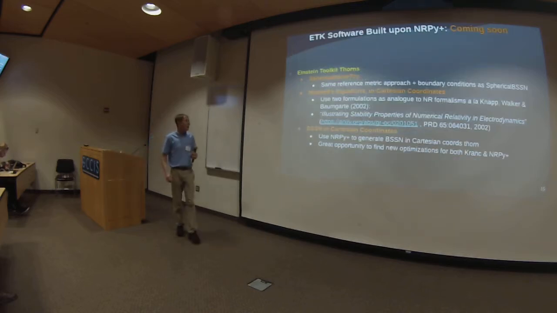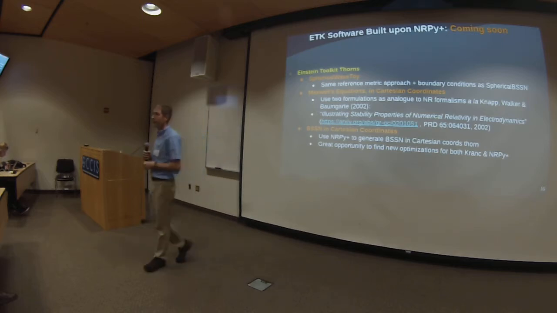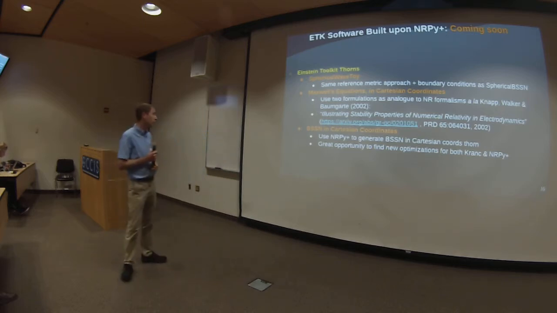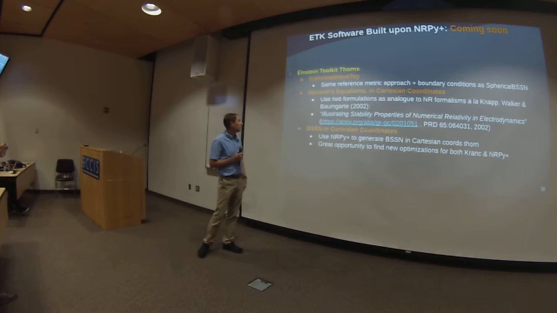There are a few that are in progress. We want a spherical wave toy. Once the spherical BSSN code is open source, we want to make a spherical wave toy to demonstrate how that works. In the Einstein Toolkit, Maxwell's equations in Cartesian coordinates is underway, with students working on it right now.